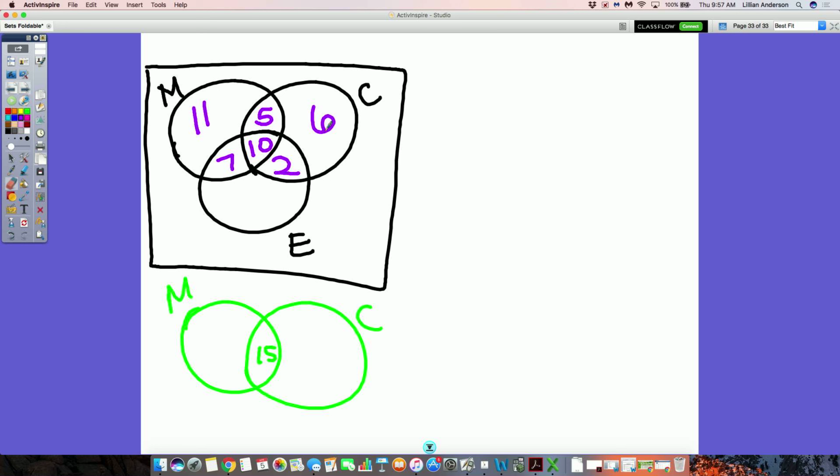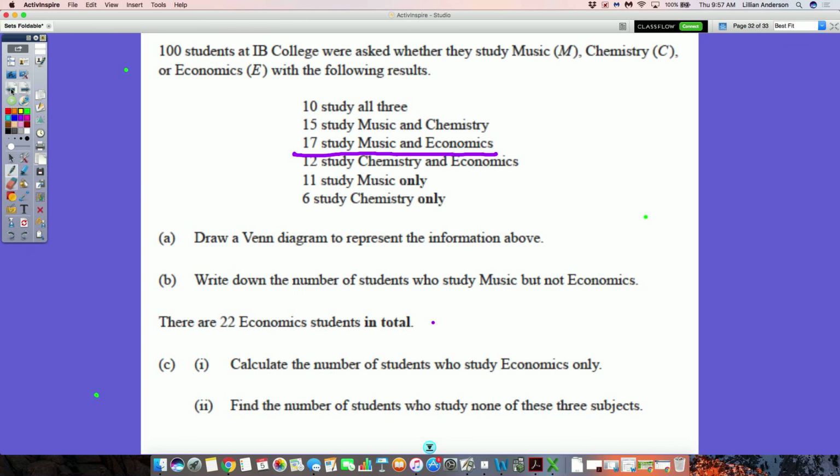Now it says write down the number of students who study music but do not study economics. How many students study music but do not study economics? 16. There are 16 because you include the 11 who study only music and then the 5 who study music and chemistry together. So then that will be your answer to B. So if I go back, this answer, what was it again? 16.